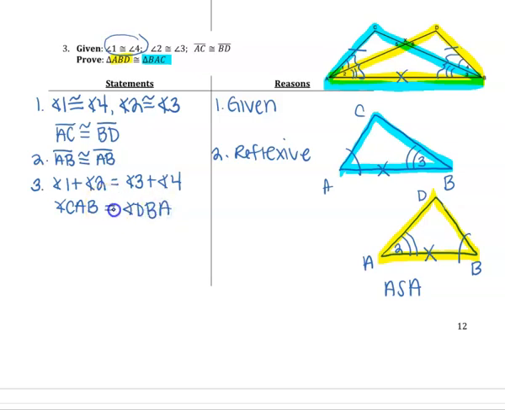And notice how I'm using those 3 letters because in the diagram, if I just say angle A, it's kind of confusing because there's actually 3 angle A's. So use 3 letters to really denote this whole angle. Okay, so 1 plus 2 is the same thing as CAB. 3 plus 4 is the same thing as DBA. And that's just our addition.